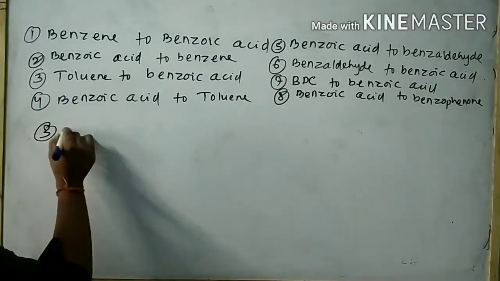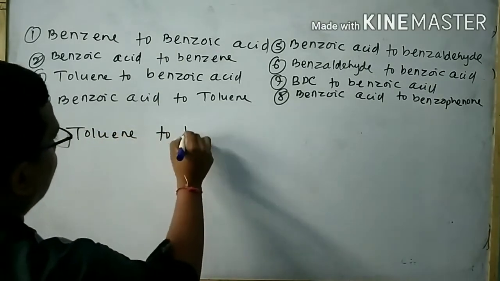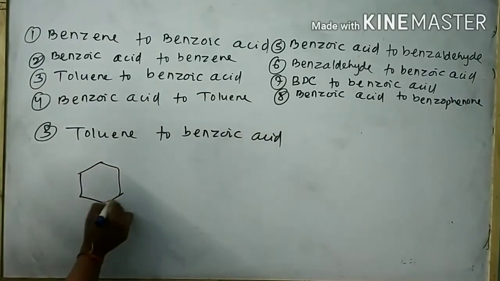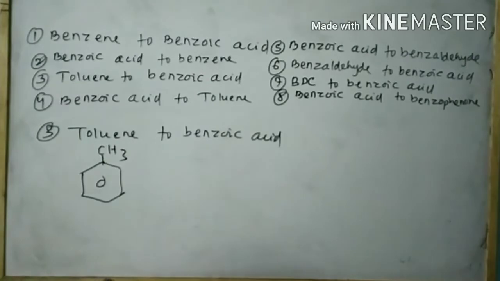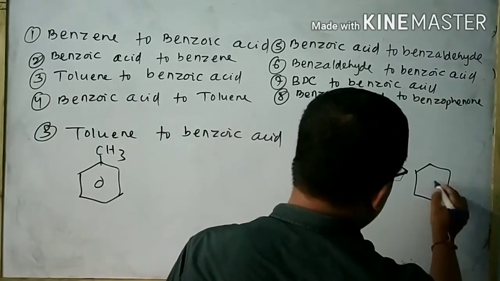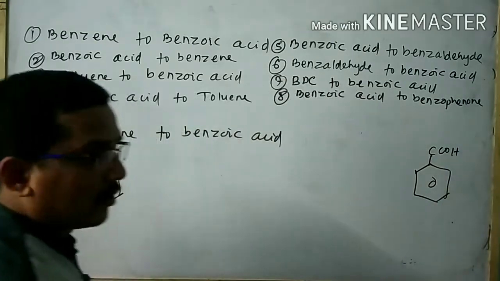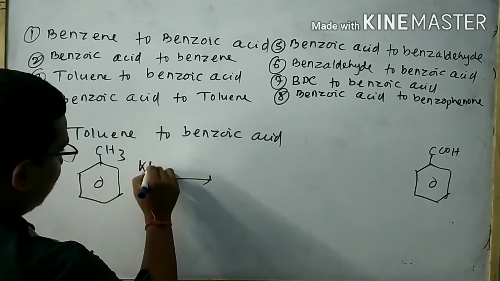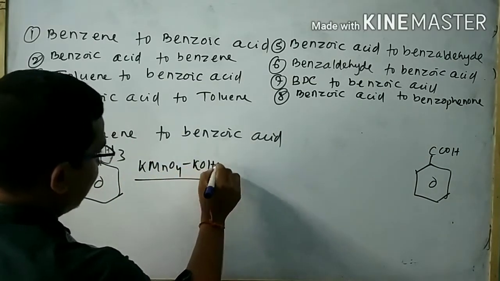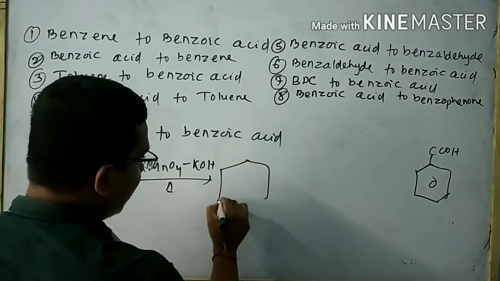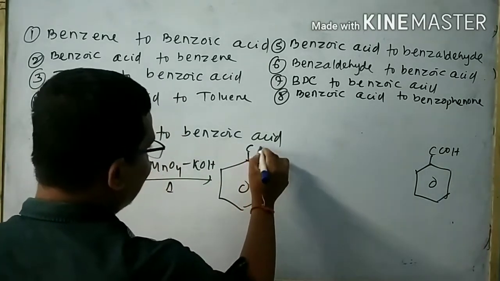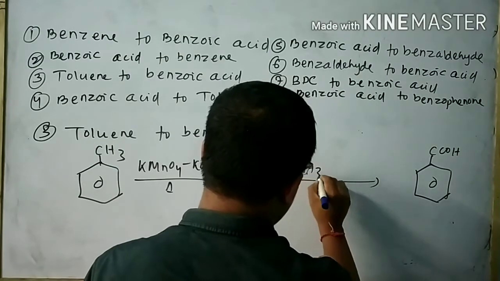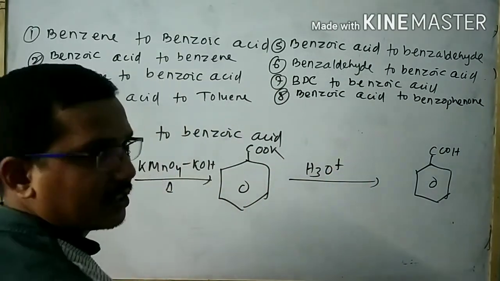Next I will do question number 3, that is toluene to benzoic acid. The structure of toluene is this. The structure of benzoic acid is this. The toluene is subjected to reaction with KMnO4 in the presence of KOH. Heat is given. Then the salt of benzoic acid is formed, that is the potassium salt of benzoic acid. Now it is subjected to acid hydrolysis, then benzoic acid is formed.